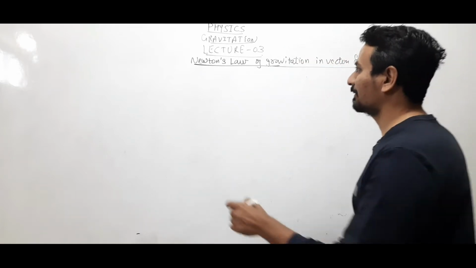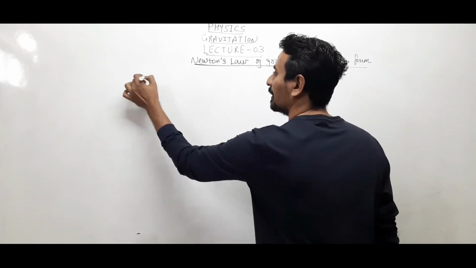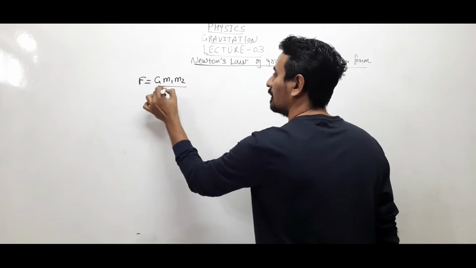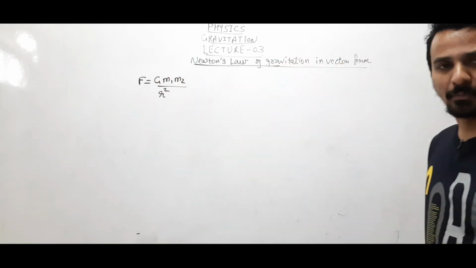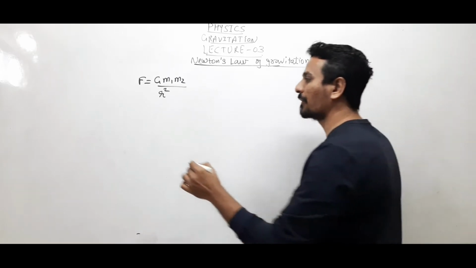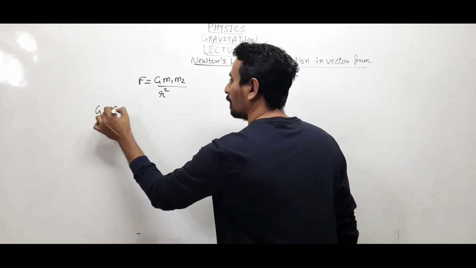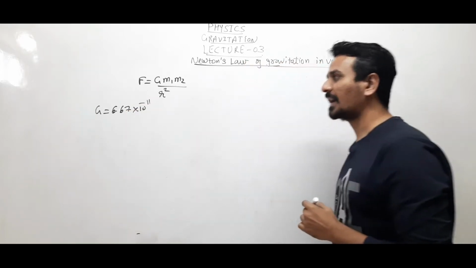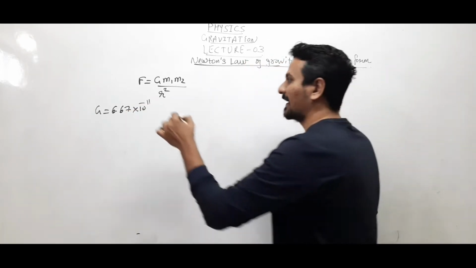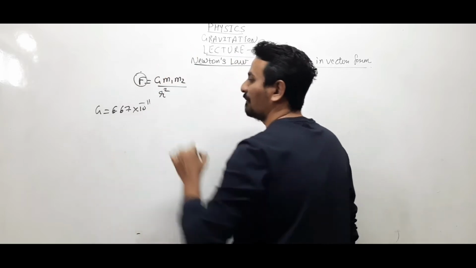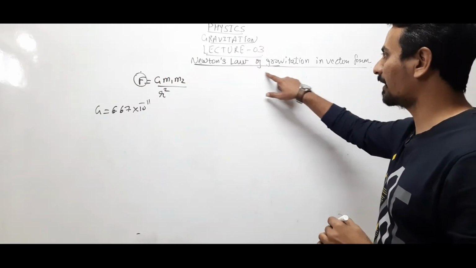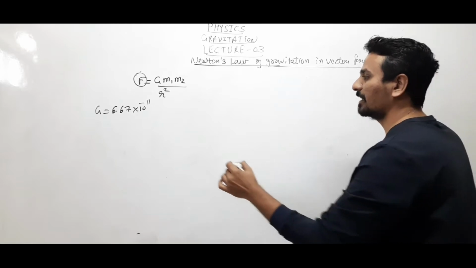In the previous video we saw that the force between two masses is G m1 m2 by r squared, where m1 and m2 are the masses and G is the universal gravitation constant, whose value is 6.67 into 10 raised to minus 11. Now as force is a vector quantity, we need to specify the direction also. So we'll now understand Newton's law of gravitation in vector form.